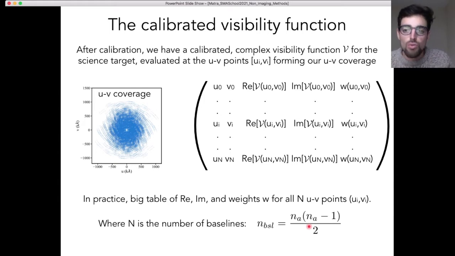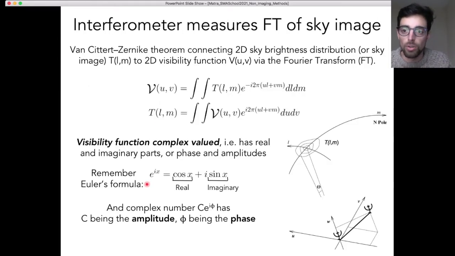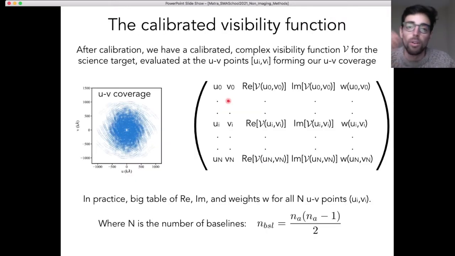In reality, the number of data points in this UV coverage is twice the number of baselines, and that is because the visibility function is Hermitian, because it's the Fourier transform of a real valued function, which is our image function. Our function T(l, m), which represents the brightness distribution of our source in the night sky, is a real valued function, and its Fourier transform is therefore Hermitian.